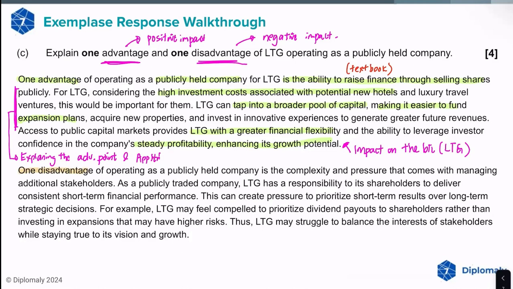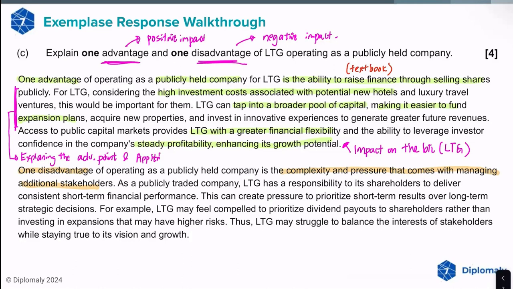one disadvantage, very clear to the examiner what you're talking about. Now, the disadvantage of being a publicly held company is that you need to manage many different pressures and expectations from different stakeholders. So there's added complexity and pressure that comes with managing additional stakeholders. With LTG's case, if they're going to invest money, right, and they're trying to raise funds to invest into this new hotel, they also need to respond to their shareholders and make sure that these shareholders are putting in money for the right reason and for them to become profitable, right?